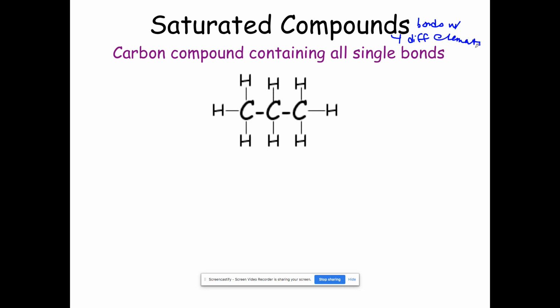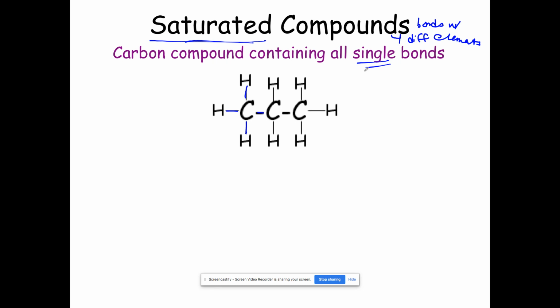So for example, we would consider this a saturated compound because it has all single bonds. Another way I remember it is saturated is single. So we look, this leftmost carbon has 1, 2, 3, 4 bonds to 1, 2, 3, 4 different atoms. Same with the middle one, same with the rightmost one. So saturated compounds have all single bonds.